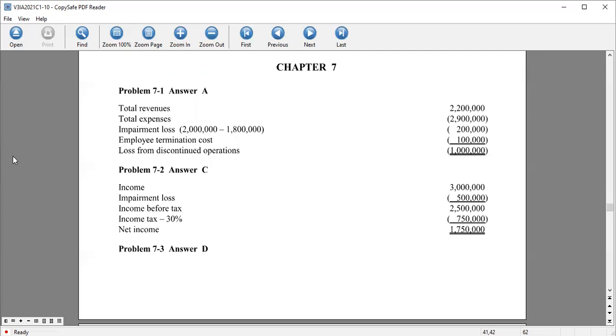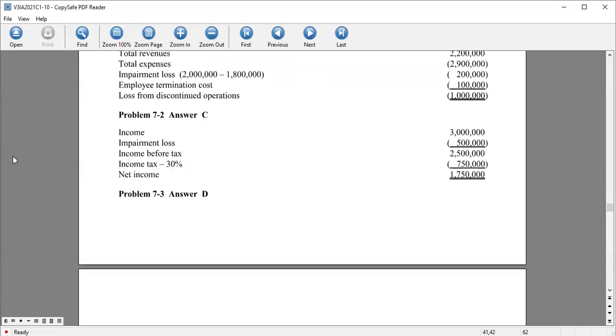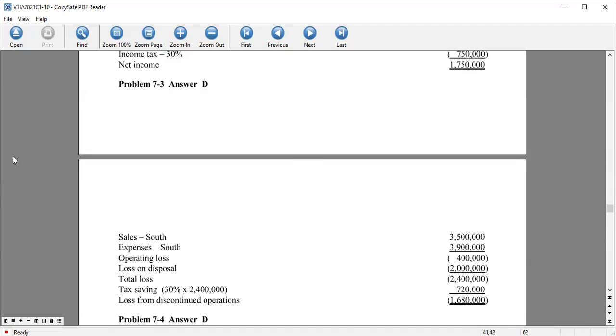2021. So we have now total revenues, deduct total expenses and impairment loss, employee termination costs. So the answer to number 1 is letter A. Then for 7.2, that's letter C, 1,750,000. For 7-3, the amount of 1,680,000 or letter D. We have now the sales of the South and expenses.